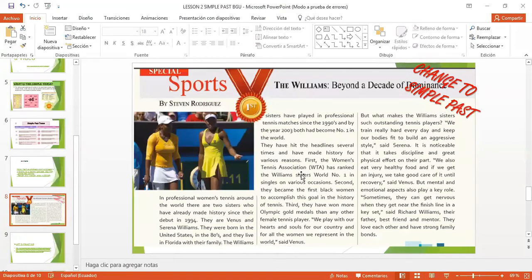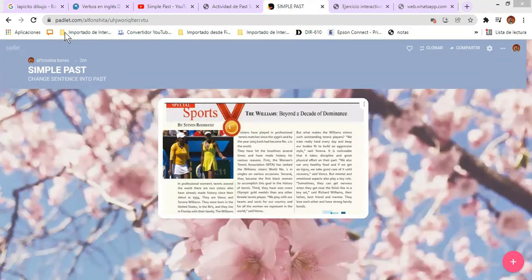Okay, please. You have to change this reading. You have to change any sentence you want. It is in present. You have to change it to past. For example, they are Venus and Serena Williams. So I change it: they were Venus and Serena Williams. So do you understand what you have to do? Yes. Yeah. Please, I'm going to share a link through the chat. Please enter there.